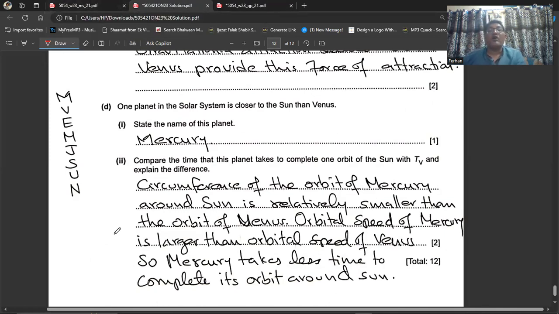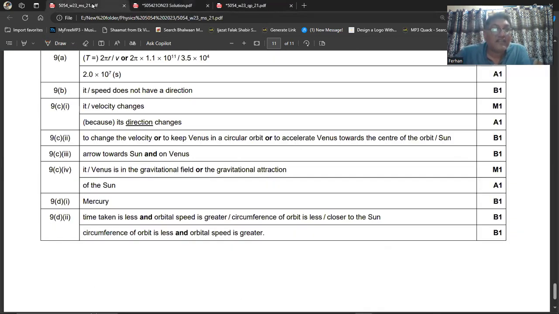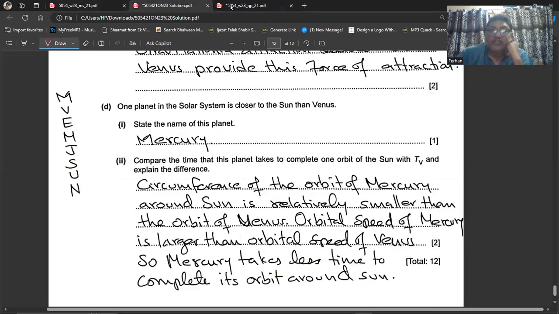So the circumference of the orbit of the Mercury around the sun is relatively smaller than the orbit of the Venus. Orbital speed of Mercury is larger than the orbital speed of the Venus. So the Mercury takes less time to complete its orbit around the sun. The marking scheme says time taken is less, orbital speed is greater, circumference of the orbit is less. Yeah, this is the reason which I have also written.